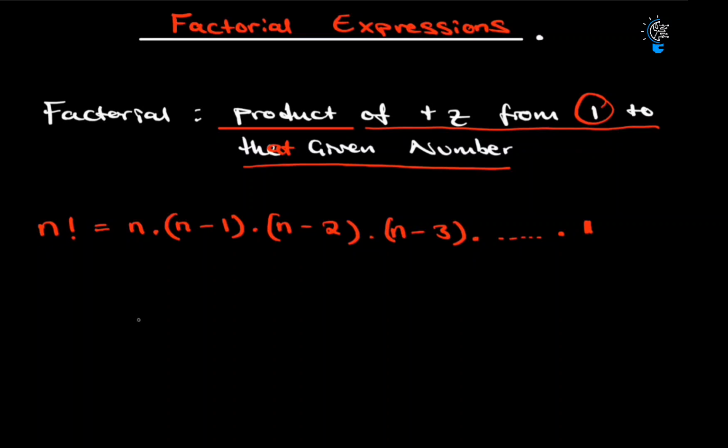Okay, let's take a more practical example. Let's say we have 4 factorial. 4 factorial means 4 times 3 times 2 times 1. In short, all positive integers from 1 to 4. That's what we mean when you say 4 factorial. When you punch it into your calculator, it must give you a value of 4 times 3, that's 12, and 12 times 2, that's 24. 24 times 1 is still 24. So this must be your answer.